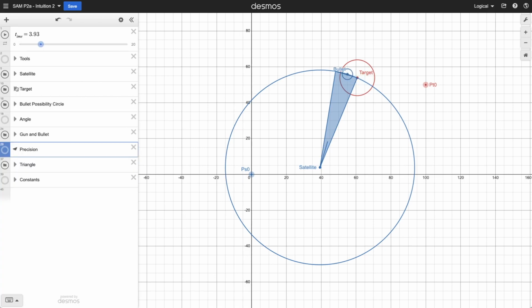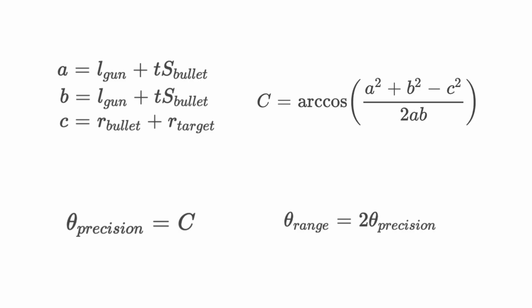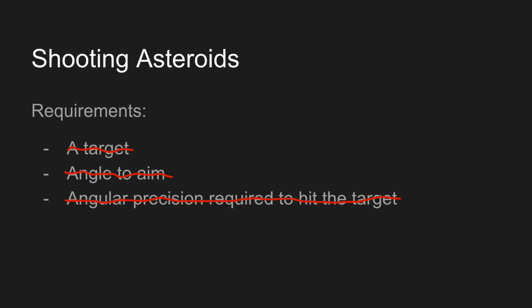So I'll take away the triangle and show the precision. You can see that this produces a range anywhere inside of which we could shoot and hit the target. To summarize the precision section, we need to use the law of cosines to solve for our precision angle. We plug in our values to find A, B, and C, which gives us the angle. If you want the full angular range, just multiply this by 2. That wraps up the precision section, which wraps up the math for Part 2A.